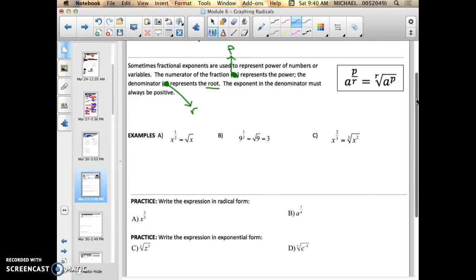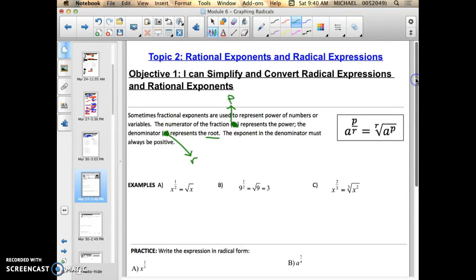But here's a formula, and this is part of objective 1, convert radical expressions and rational exponents, all right? This format is the rational exponent, all right? So please write that down. You need to know that. I know that that's the rational exponent because exponent means power. This is the power, and rational means fraction. All right, so the power is a fraction, so it's a rational exponent.